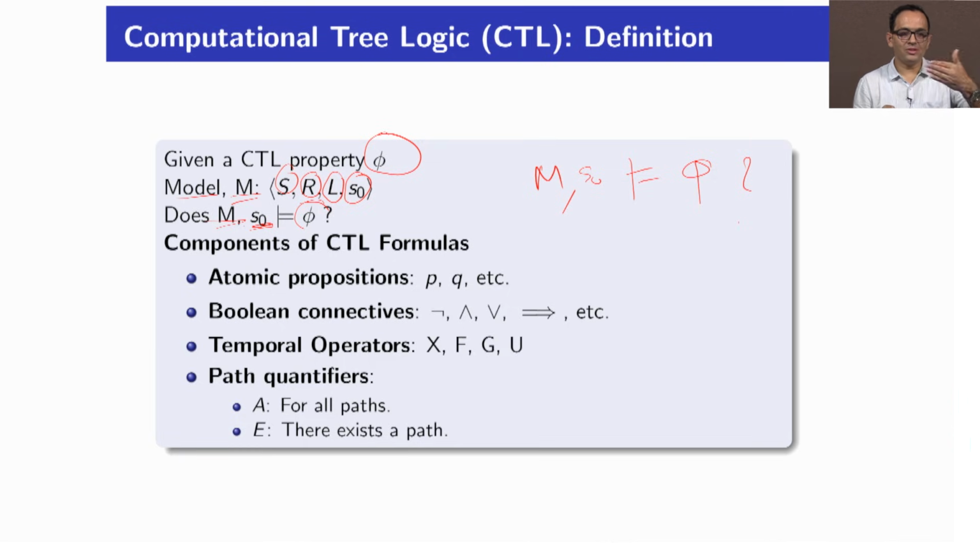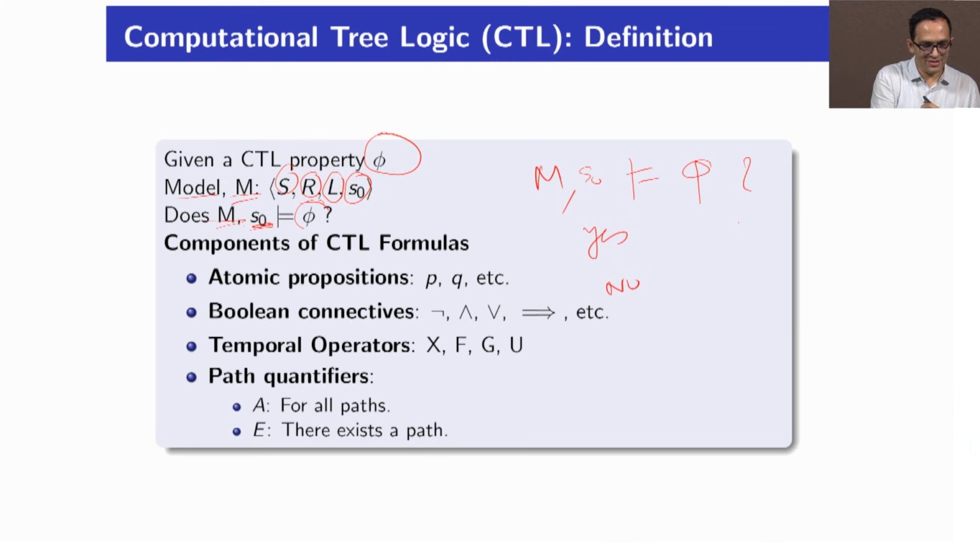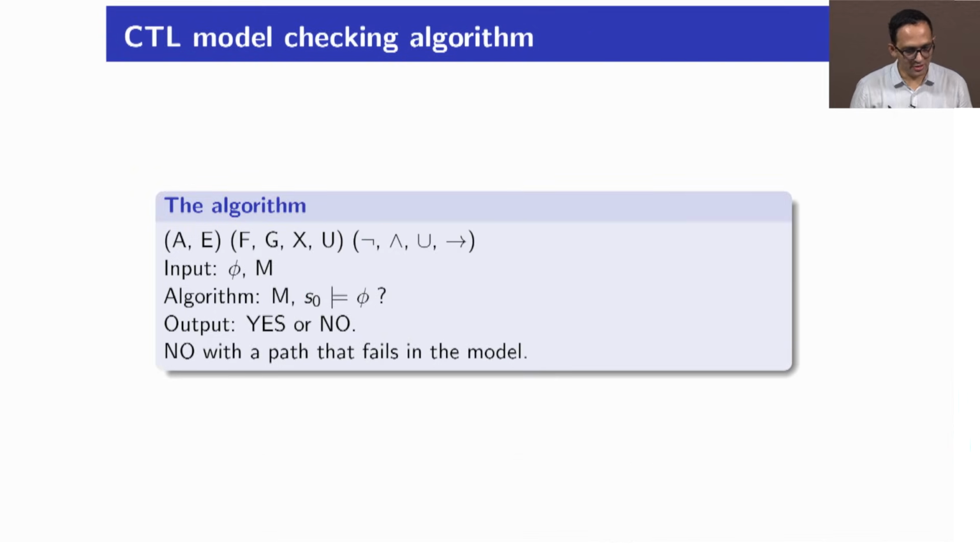The answer of this algorithm should be yes, if all paths starting from S0 satisfy this formula, or no when there is some path on which this formula does not hold, right? So that is the problem statement we have, and this transition system we understand, right? The CTL formula can have atomic propositions, the Boolean connectives, temporal operators, and the path quantifiers, and this we have discussed in detail. I am not going to discuss it further.